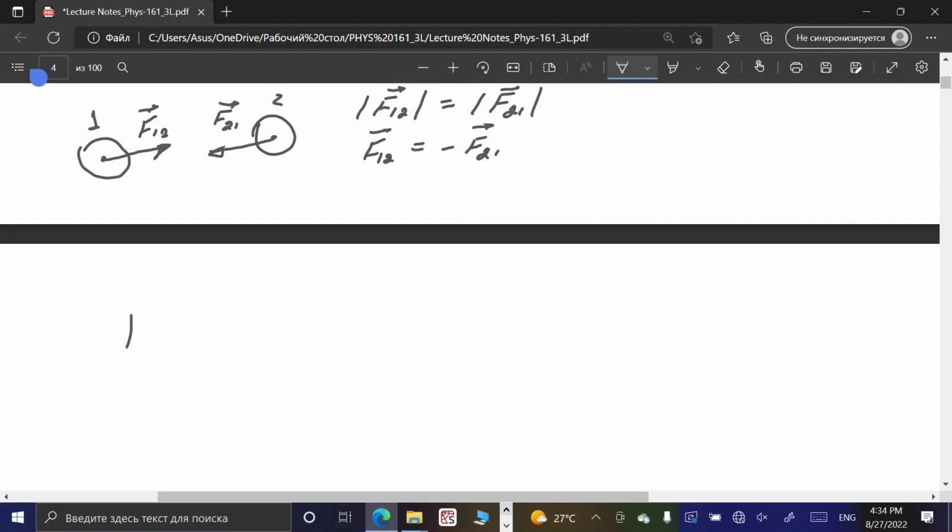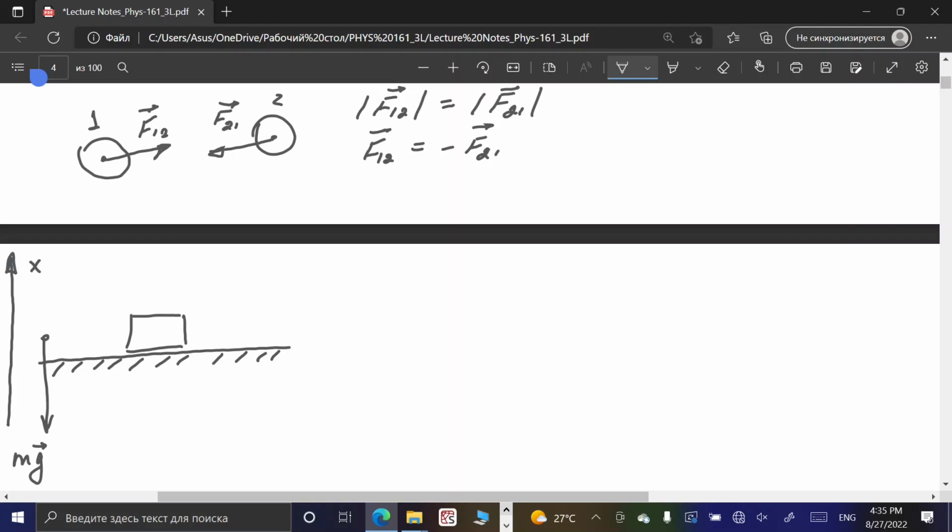Like, for instance, if we have a block placed on a horizontal surface, there will be some weight of this block, and that is mg vector. Let's consider that this is our x axis, and positive direction is upwards. So this is the mass of this block, m. Let us additionally exert some force F which goes from top to bottom on this block, and then there will be some reaction. We mark it with capital N, of this surface, which keeps this block in stationary position.